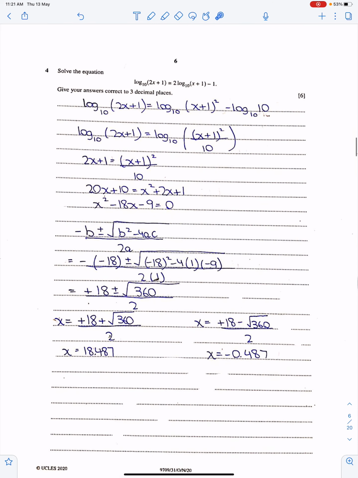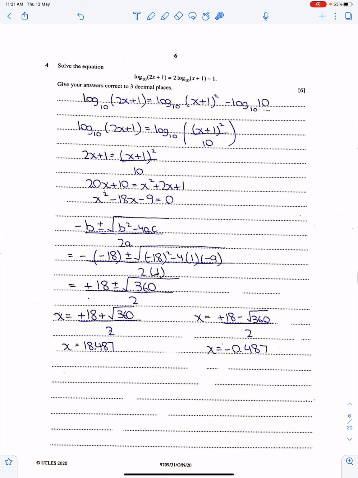Next question, number 4. We have to solve this equation. Number one, we have to convert this 1 in the form of log. We can replace 1 by log base 10 of 10 because this is also 1. Now we have to use quotient law here. So by applying the quotient law, we have this.